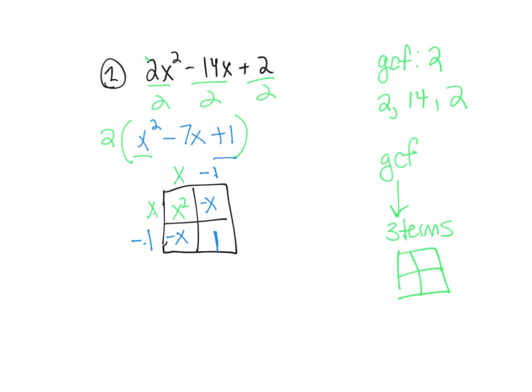So what that tells me is that if we look at the number 1 here, there's not 2 numbers that are going to multiply to 1 and add to negative 7. So that tells me that this problem was a GCF only.